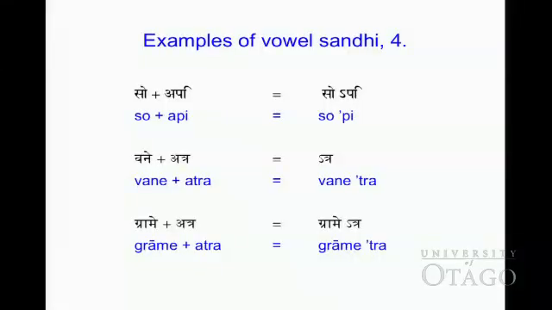Let's see examples. So plus api, change A to apostrophe, so 'pi. And you see from the Devanagari, A will change to this mark. And vane atra, A changes to apostrophe, will be vane'tra. Grame atra will be grame'tra, together with this mark, grame'tra.